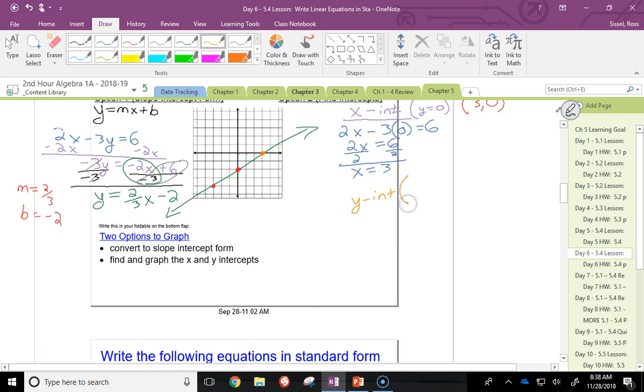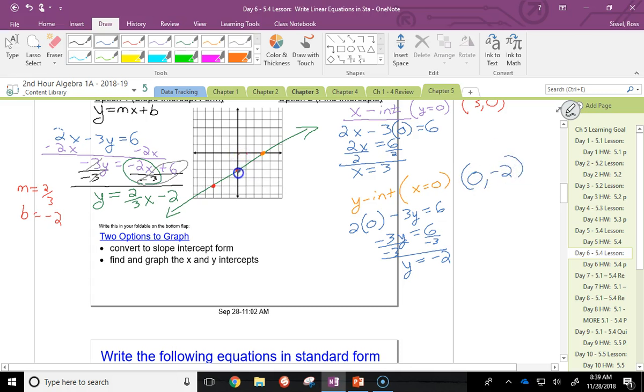Brianna, that would mean the exact opposite, which means what? Good. X has to equal 0. So this time, I'm going to write down 2 times 0 minus 3y equals 6. 2 times 0 is 0. Do not forget the negative sign, because I was subtracting 3y means I'm left with negative 3y. I'm going to divide by negative 3, and I have y equals negative 2. My y-intercept coordinates are 0, negative 2.